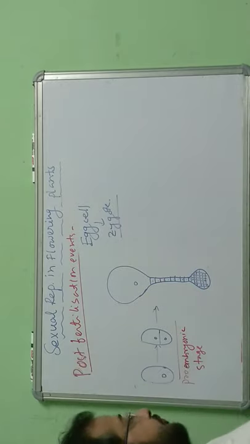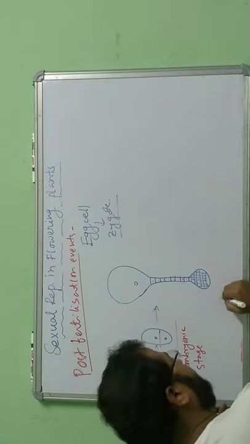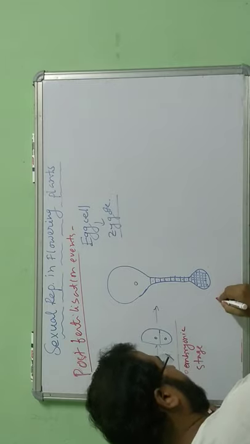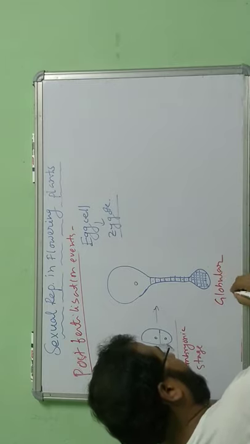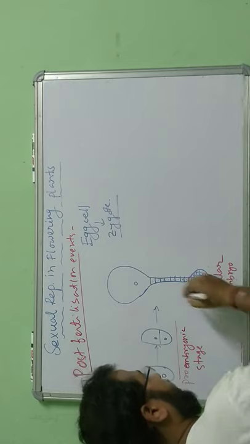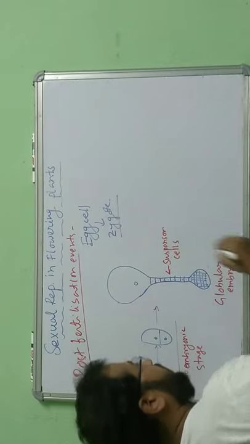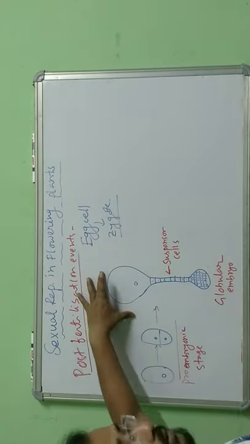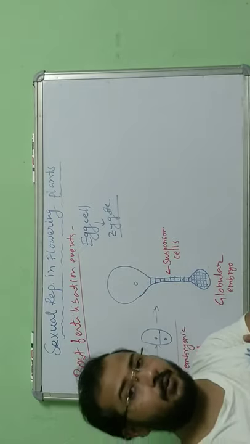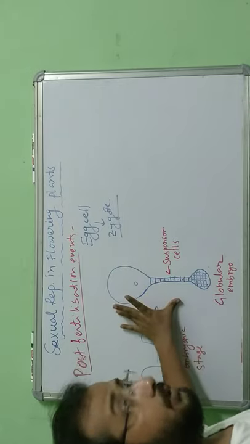See, what happens is that this is known as globular. Let me label it here: globular embryo. And these are the suspensor cells. See, from here till this is the embryo part. Very important thing I am going to tell. See, starting from here, the whole part till here, this is the part of the embryo.